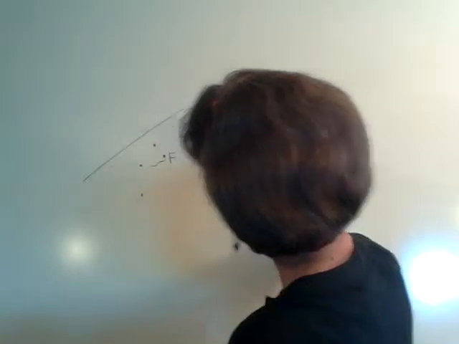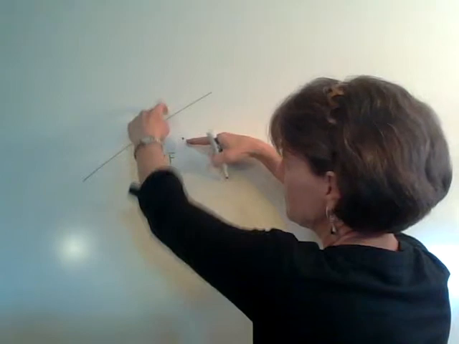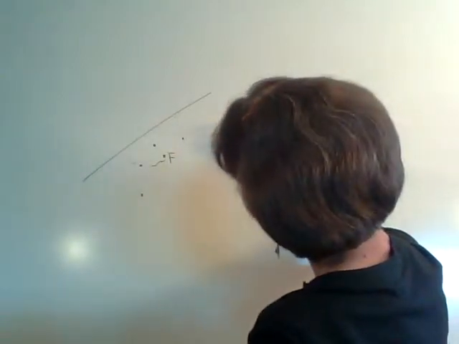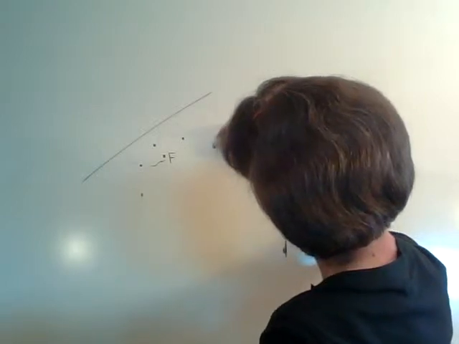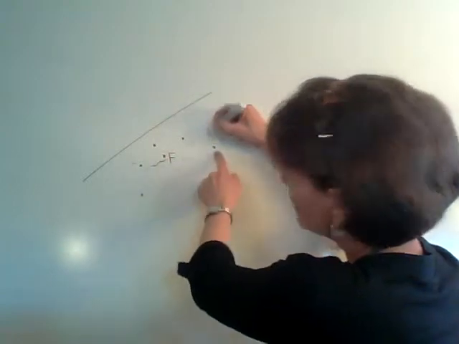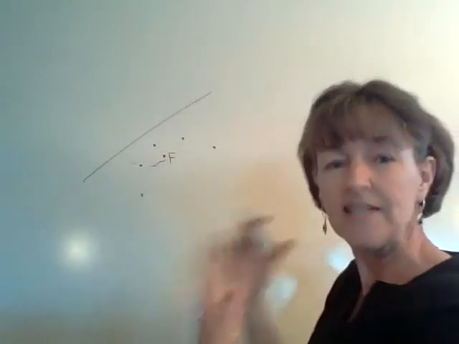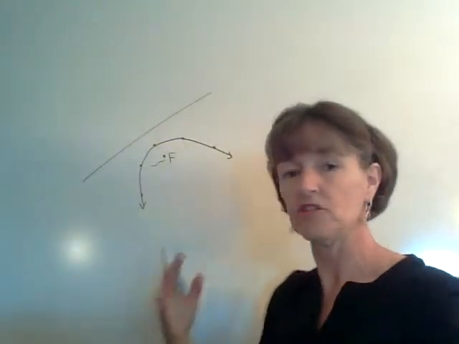And I can find some points on this side as well. Here, for example, is a point that appears to be about the same distance from my given point and my given line. Here's maybe another point that seems to be about the same distance from F as it is from the line. When I connect all of these points, then I should have what looks like a parabola. And that is the definition of a parabola.